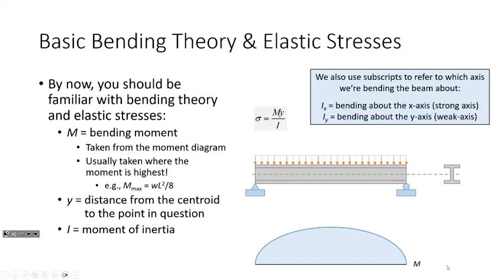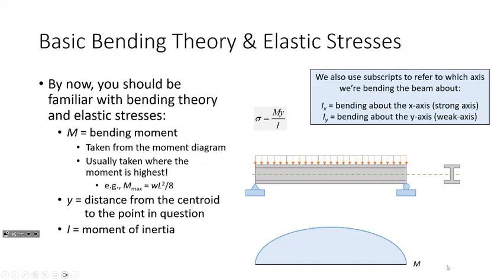Okay? So what I have here on this slide is a formula. The formula is sigma equals My over I. One of the most fundamental expressions in all of mechanics of materials, or mechanics of deformable bodies. It tells you what the bending stress is at a particular point in a beam under flexural loading, under bending. Okay? So, in order to compute that bending stress, you need three properties. You need M, y, and I.